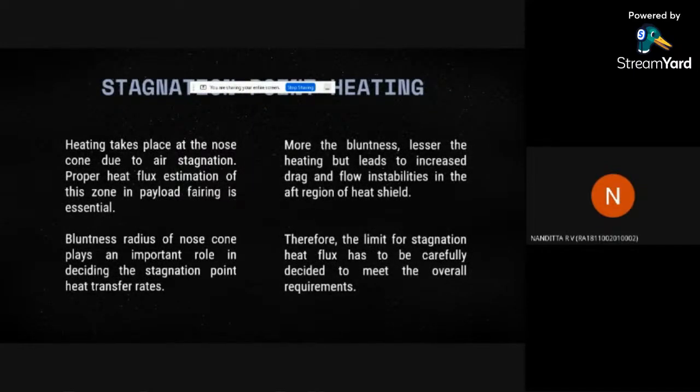Coming to the stagnation point heating. What is stagnation point heating? Heating takes place at the nose cone due to air stagnation, that is, due to air resistance. Proper heat flux estimation, which we discussed earlier, of the zone in the payload is very essential. For example, if the nose cone is very blunt, there is more stagnation. With more bluntness, there will be lesser heating, but it leads to increased drag, which is not required, and flow instabilities. Therefore, the limit for stagnation heat flux has to be carefully decided in order to meet the overall requirements.